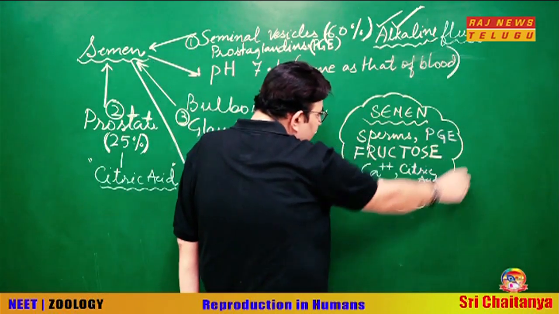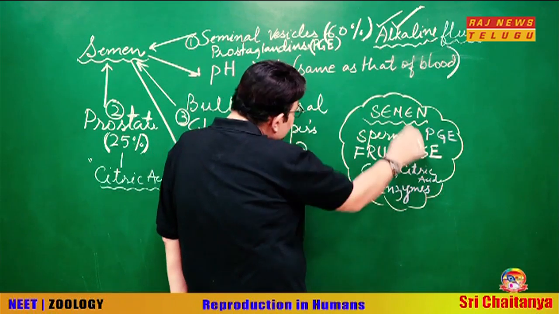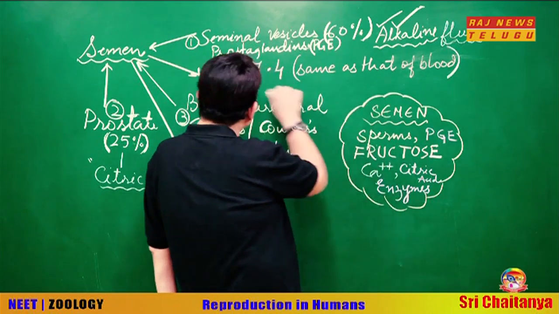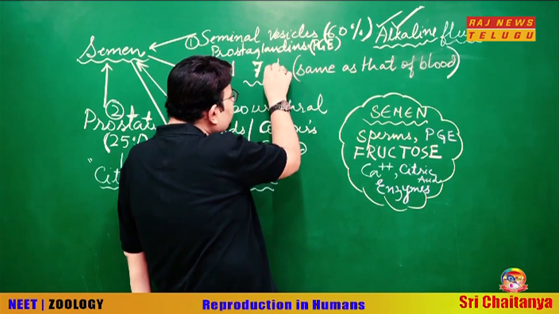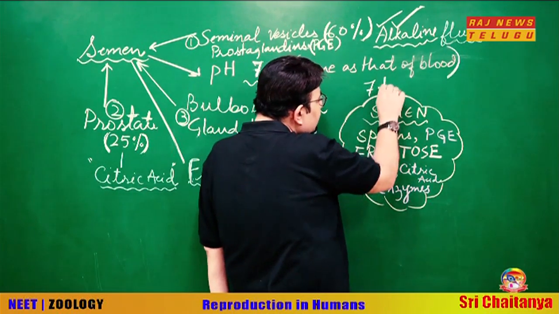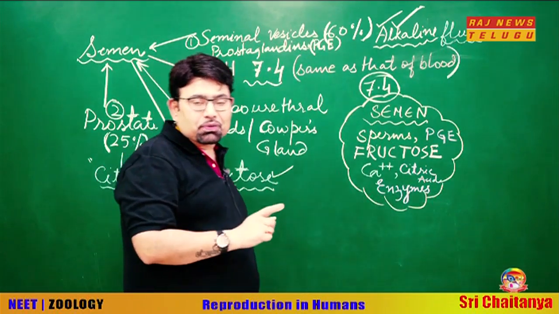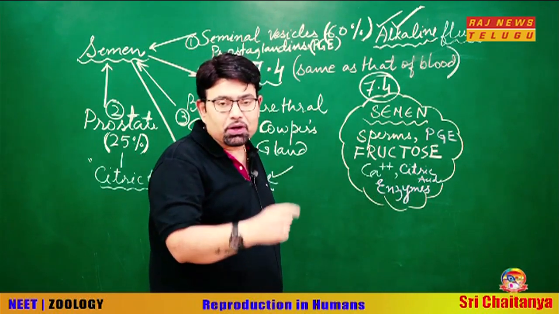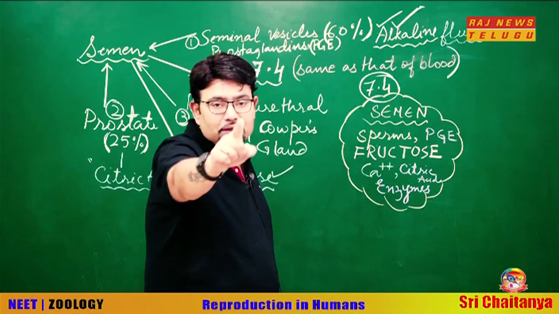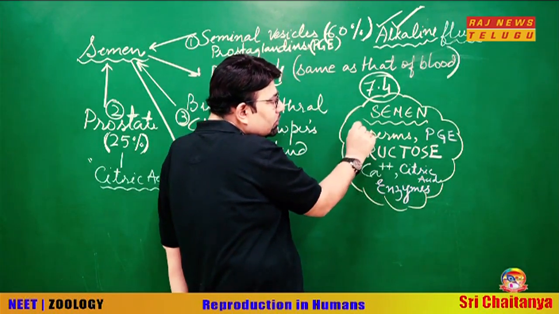Let us now summarize the semen here. What are the components in the semen? The average pH of semen is 7.4. This is important. It is slightly alkaline so as to neutralize the acidity of the urine, because it has to pass through the same urethra, so that it can neutralize the acidity of the urine.